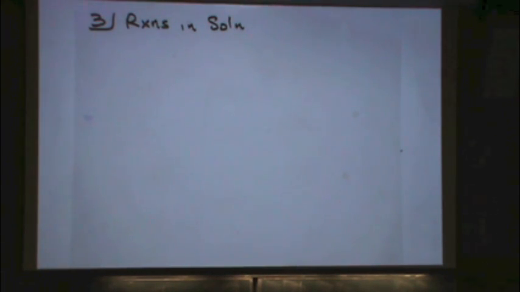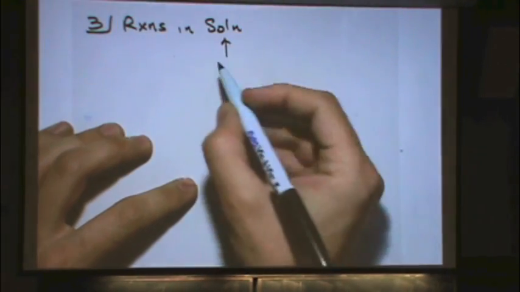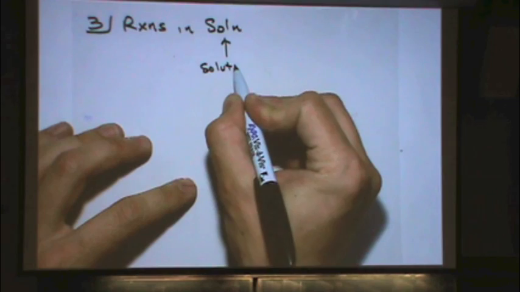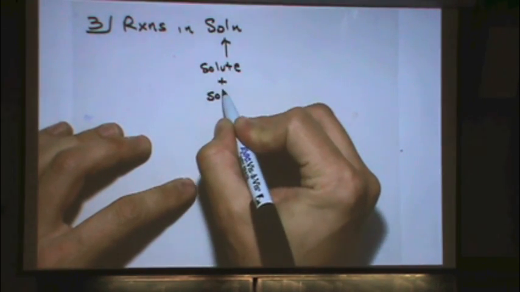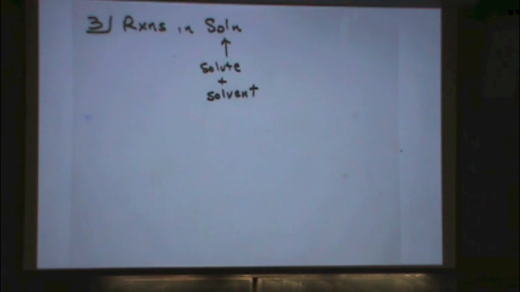Okay, most reactions we're going to do are in the category called wet chemistry. What that means is happening in solution. It's aqueous, it's in water. And solution means that you have solute and solvent. So solute plus solvent makes a solution. The solute is what there is less of. The solvent is what there is more of.